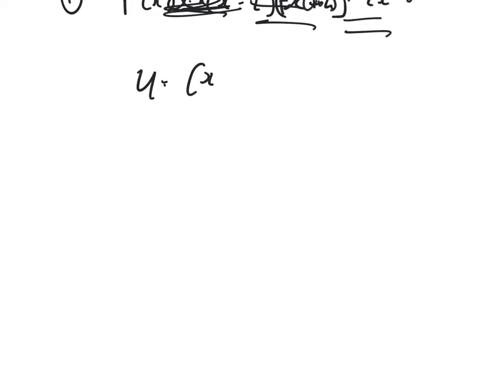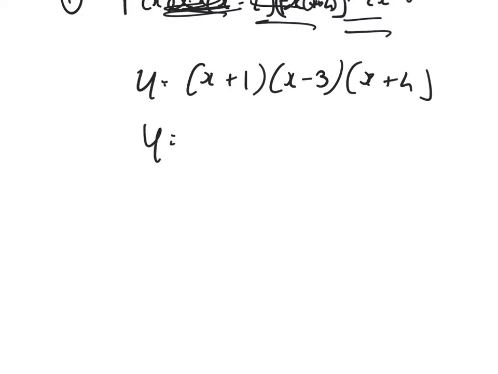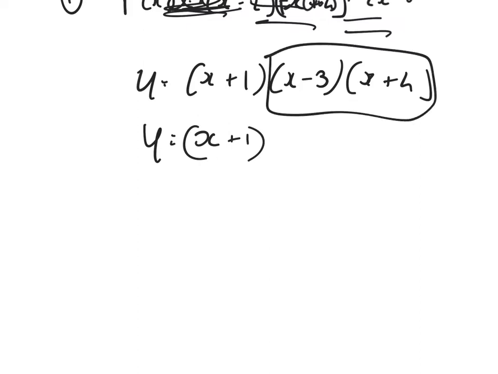Okay, let's try y equals (x plus 1)(x minus 3)(x plus 4). Okay, so we've got a couple of different tactics for this one. Let's have the x plus 1 at the front multiplied by the expansion of that. So that will be (x plus 1)(x squared plus x minus 12).